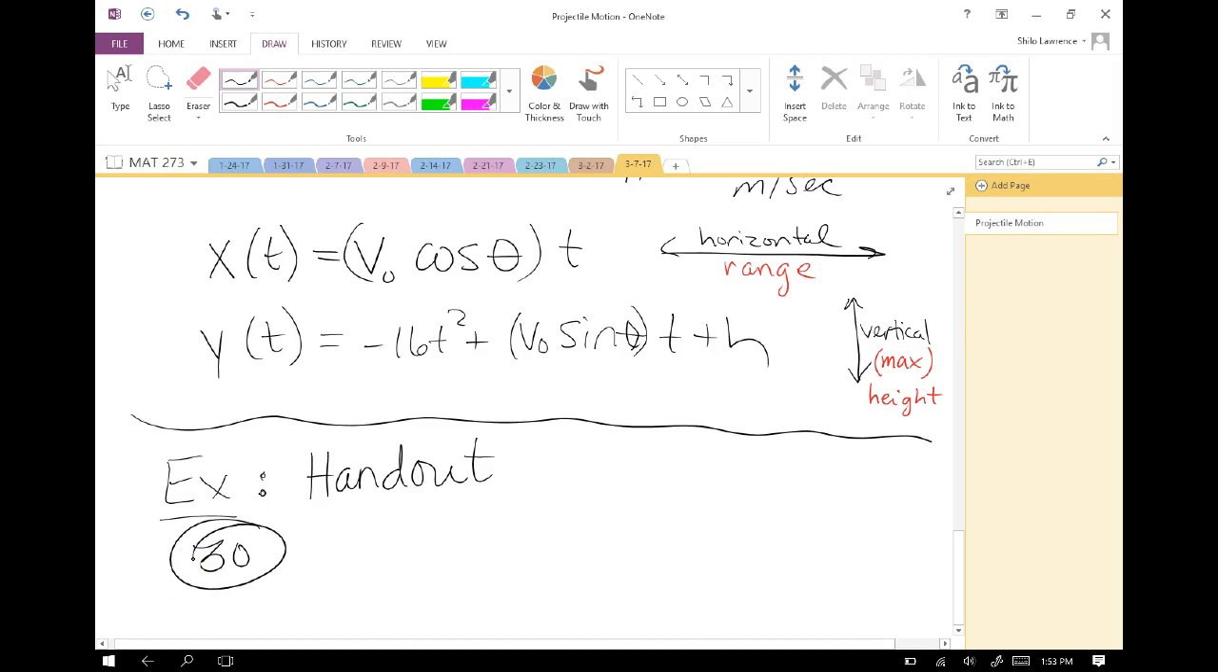And the first one we're going to do is number 30. It says determine the maximum height and the range of a projectile fired at a height of 3 feet above the ground with an initial velocity of 900 feet per second at an angle of 45 degrees above the horizontal. So they give us all the information that we expect. They give us initial height or initial position, initial velocity, and an angle. V sub 0, theta, and h. They want us to figure out maximum height and range.